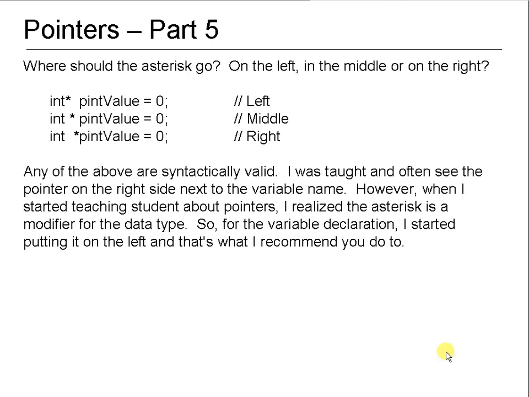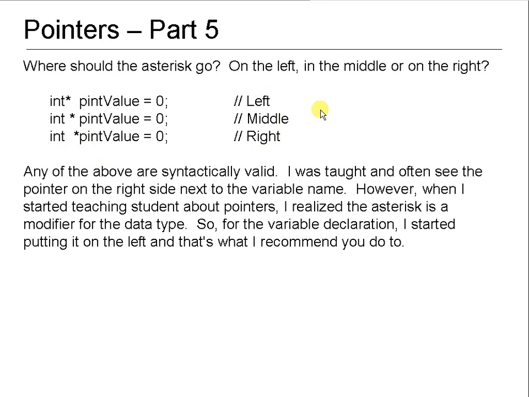Now, some of my students ask, where should the asterisk go? Because they see different examples all across the internet or in their book. Some have it on the left, right next to the data type. Some have it in the middle, so you have your data type and then a space and then an asterisk and then a space and then your variable name, or it can be all the way on the right, so you have integer and then a space and then the asterisk and then the variable name immediately after that. So let's call those left, middle, and right. Now, all of the above are syntactically correct.